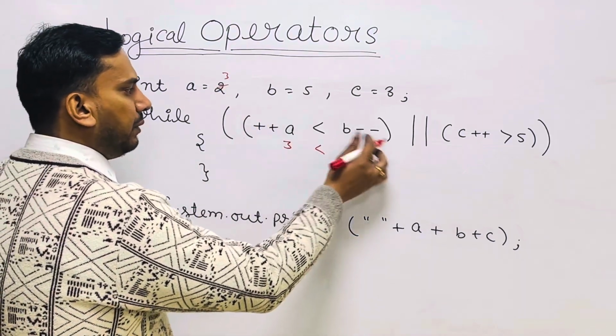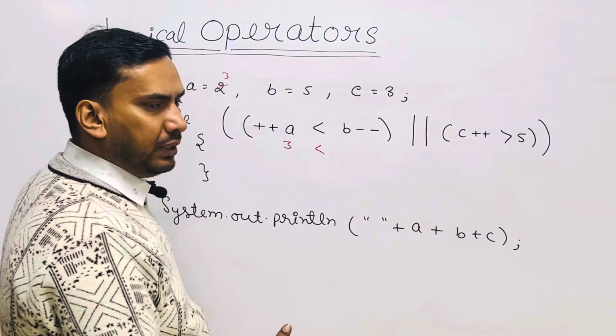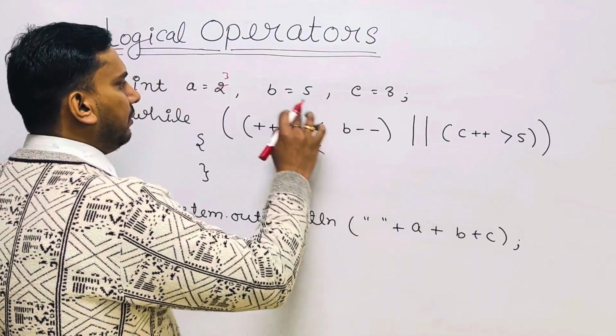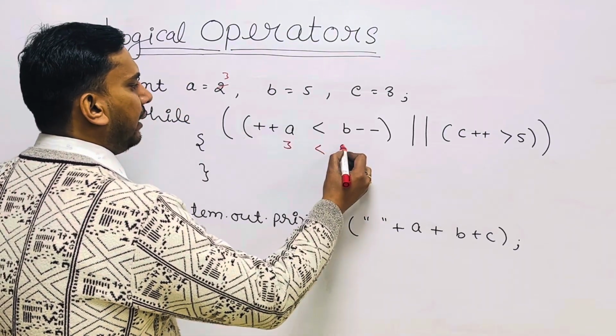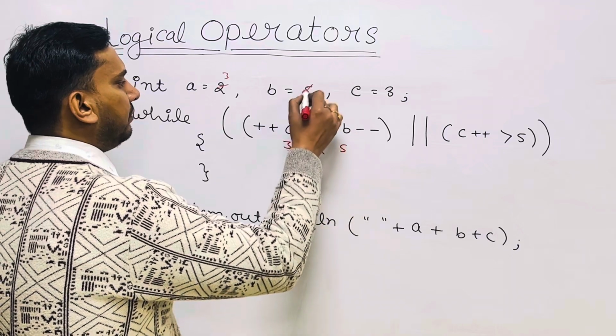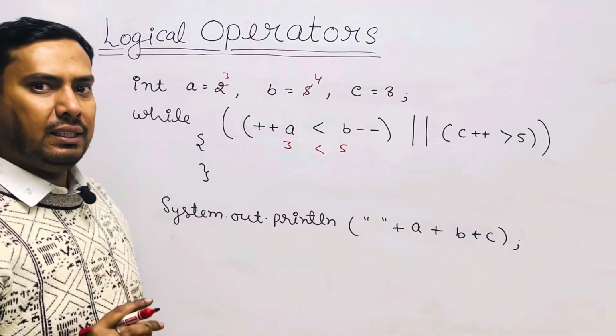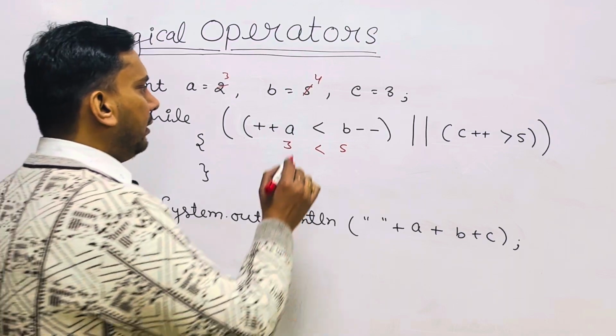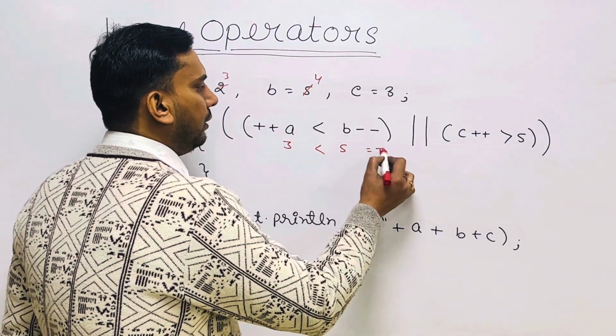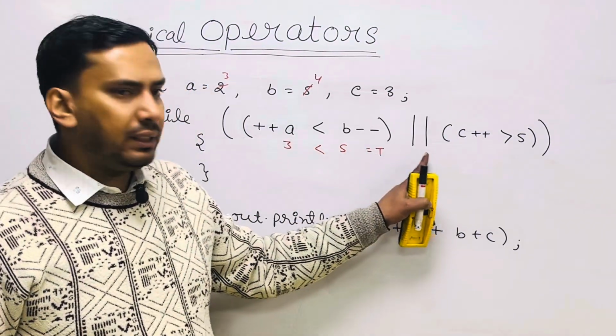3 is less than b--. This is post decrement, so the decrement will be done after the comparison. So b is 5, and then 5 will become 4. So, 3 is less than 5. This condition is true. This results in true, and we are using short circuit OR.